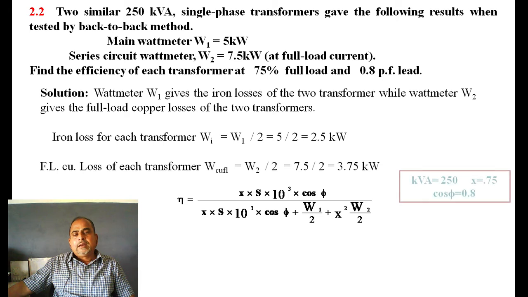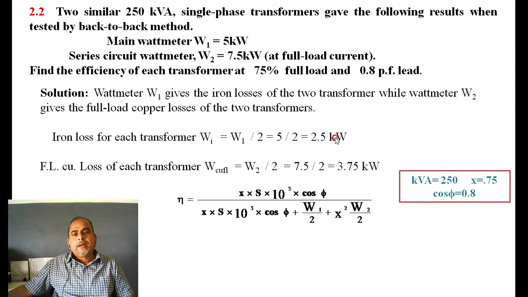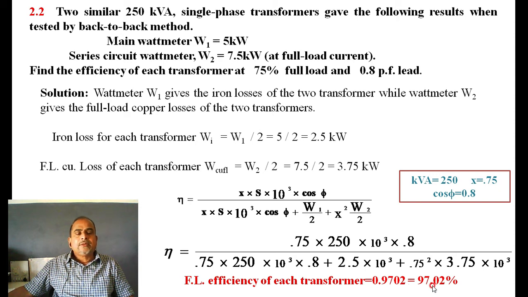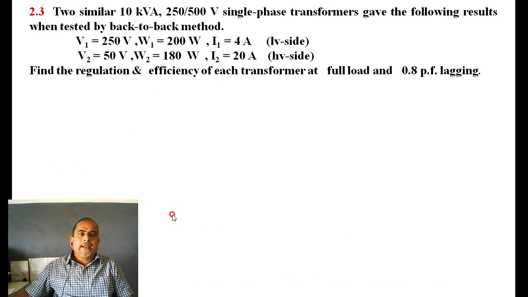Then we know the loading factor x is equal to 0.75, the kVA of the transformer is 250, and at 0.8 power factor we want to calculate the efficiency. We know all the data in this equation, so just substitute and you get the answer. What we are getting is 0.9702, or 97.02%. This is how we calculate the efficiency of each transformer using the data of the Sumpner test or back-to-back test. Then we will take up another example.